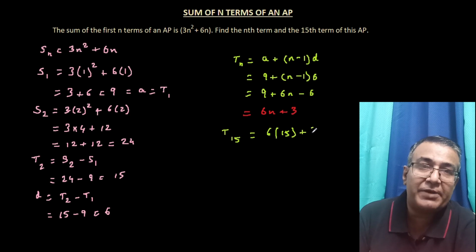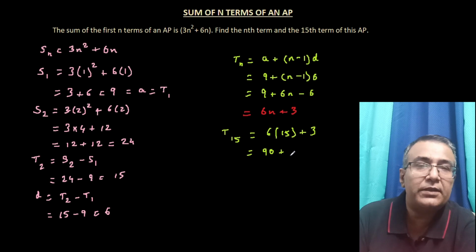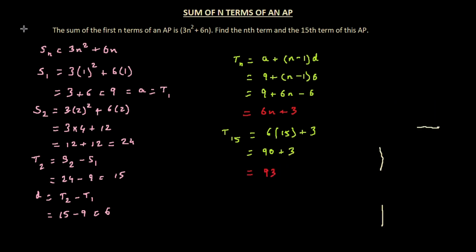So again, since we had to find the 15th term, T of 15, where n is going to take the value of 15, will be 6 times 15 plus 3, because the formula was 6n plus 3. So 6 times 15 becomes 90, and plus 3. So the 15th term of this sequence is going to be 93.